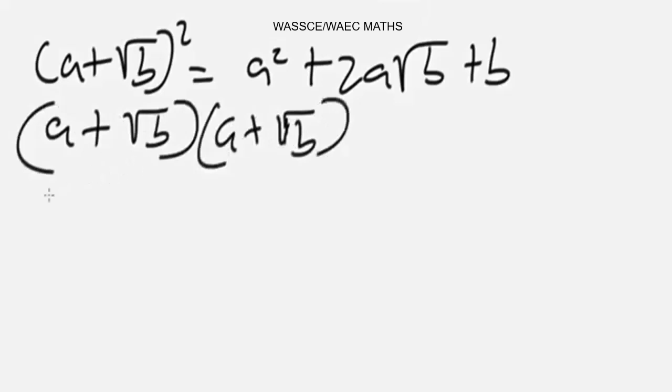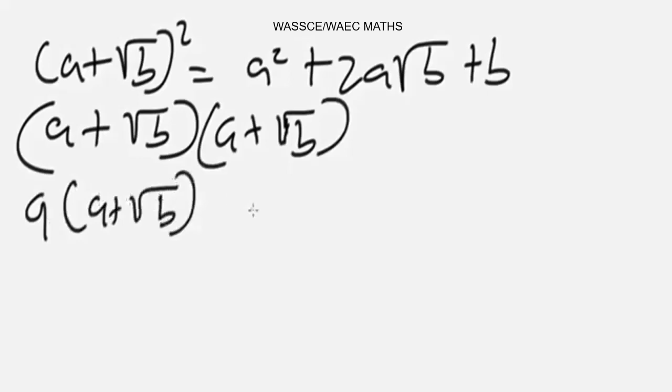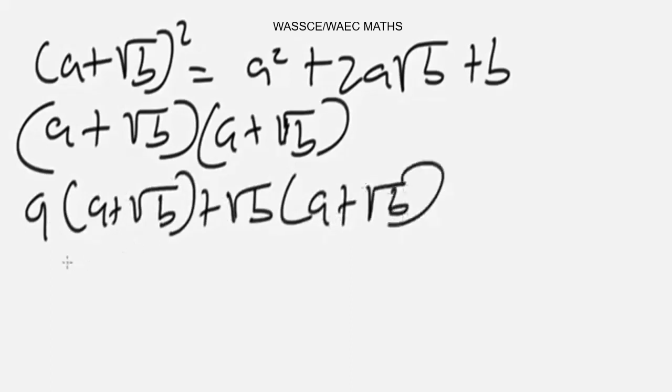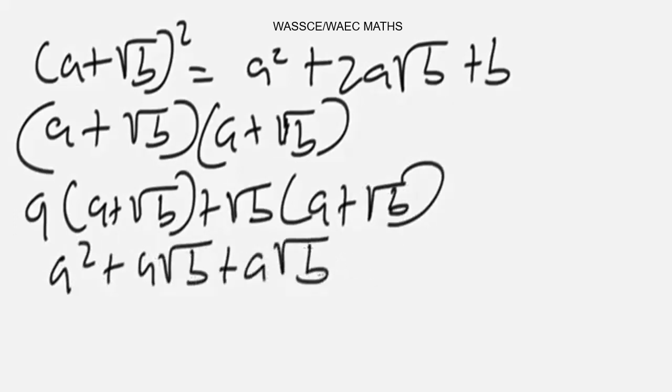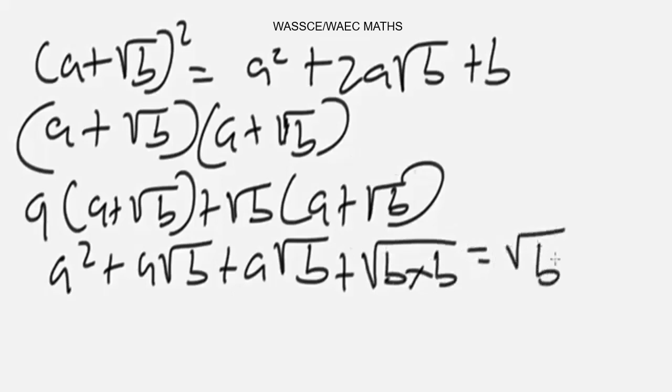When you simplify this, we're going to have A times A plus square root of B, alright, plus square root of B times A plus square root of B. So when you simplify, we're going to have A square plus A square root of B plus A square root of B plus, now we have square root of B times square root of B. This is something as square root of B times B, the first rule we looked at. So when you break this down, this is something as square root of B square. This square will cancel the square root.